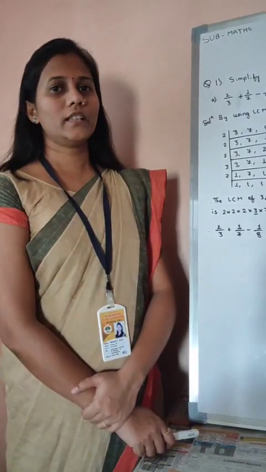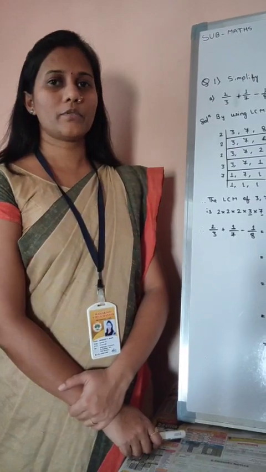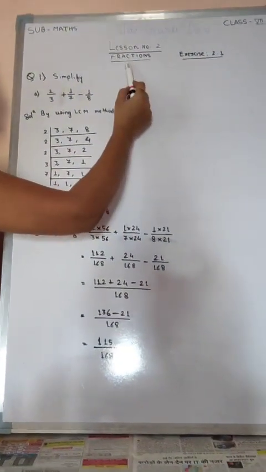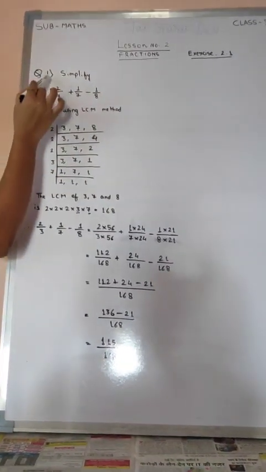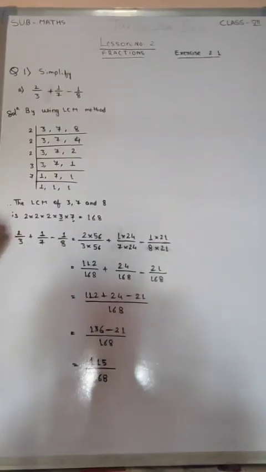Everyone, in the earlier video we discussed what a fraction is and what the types of fractions are. Now I am going to take the first exercise of this lesson, Fractions, that is Exercise 2.1. The first question is: simplify 2/3 + 1/7 - 1/8.